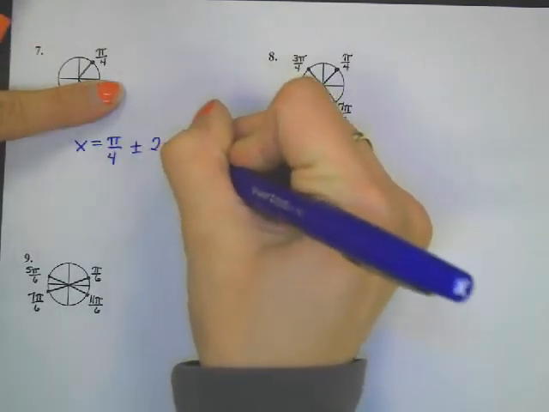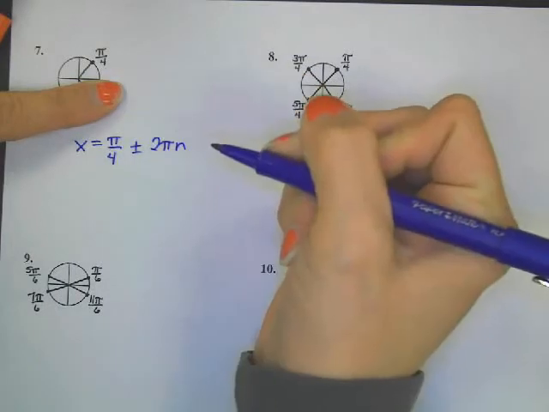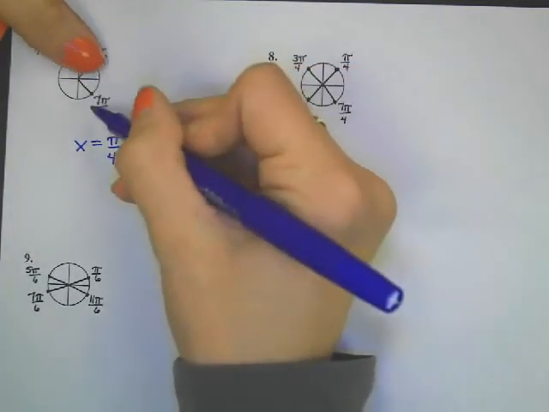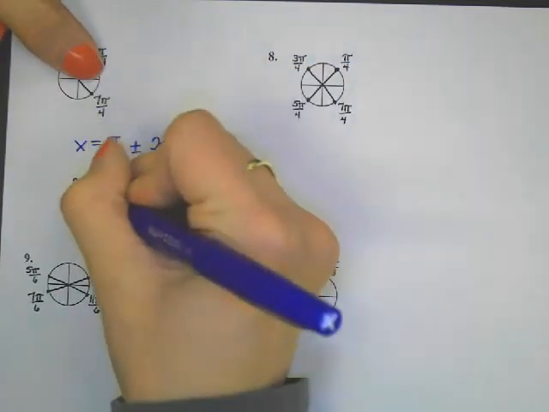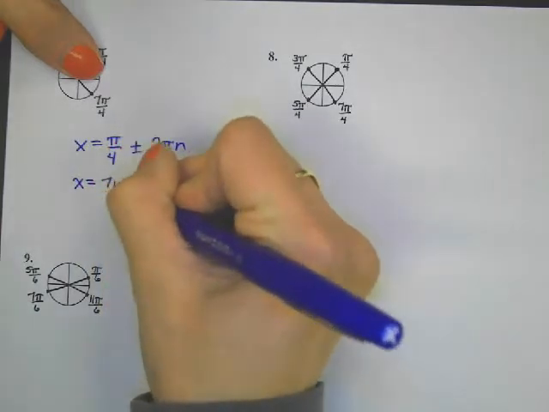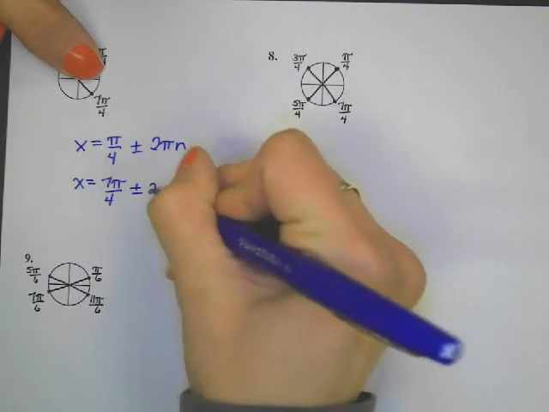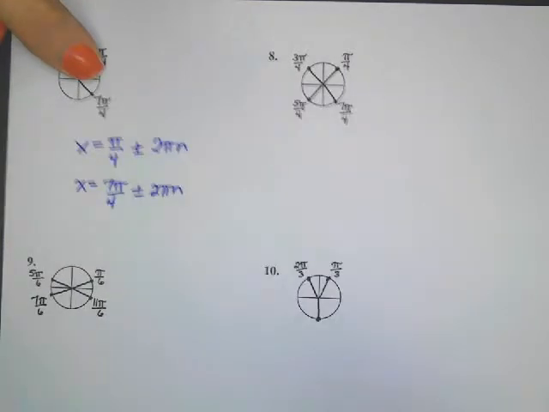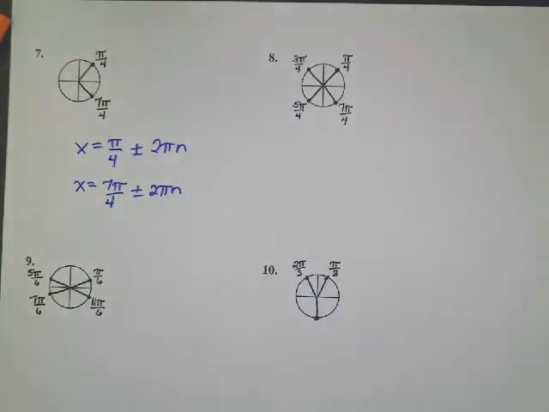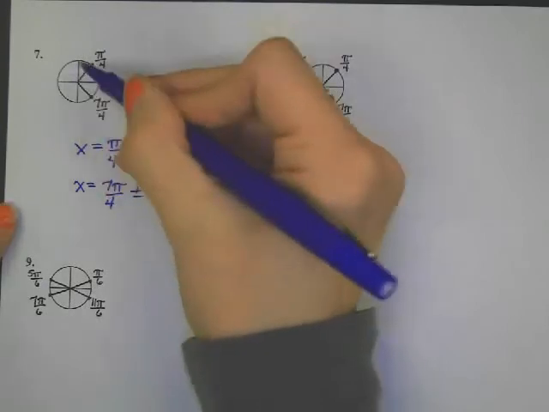Okay, and now let's look at this next one right here. X equals 7 pi over 4 plus or minus 2 pi n. Okay, so when they're equidistant, you can go ahead and combine them, but when they're not, if I go every pi over 4, I'm not going to find answers. So we'll have to separate them.